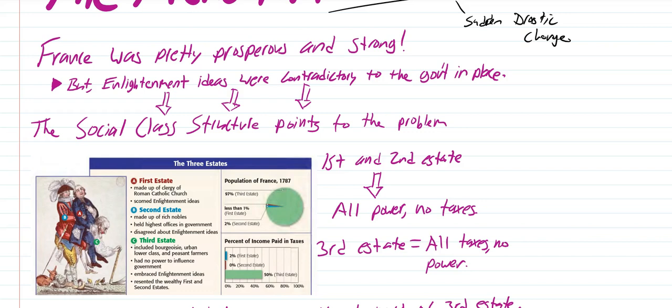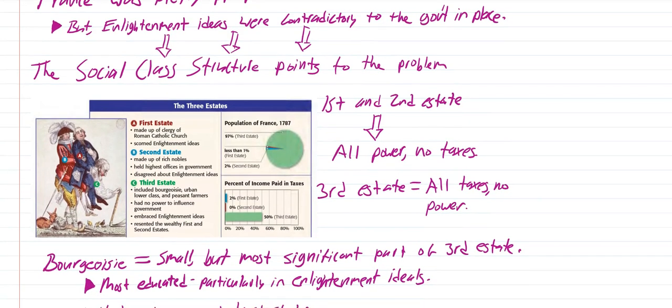But Enlightenment ideas were contradictory to the government that was currently in place, and nothing could be more problematic for that system than the idea of the social class structure. And so, if you look at this image here, this is straight from the textbook. You can see something in particular when you look right here. All right, and that is that the population is made up of 3 different estates: the first, second, and third. And whatever the third estate is, they are paying the vast majority of French income taxes. And they also make up the vast majority of the people in the country.